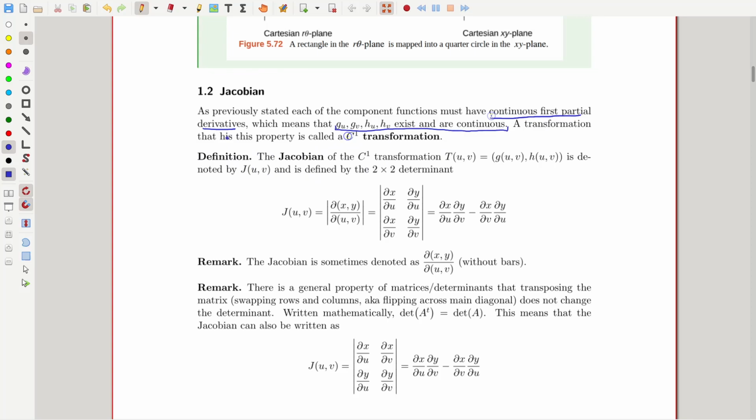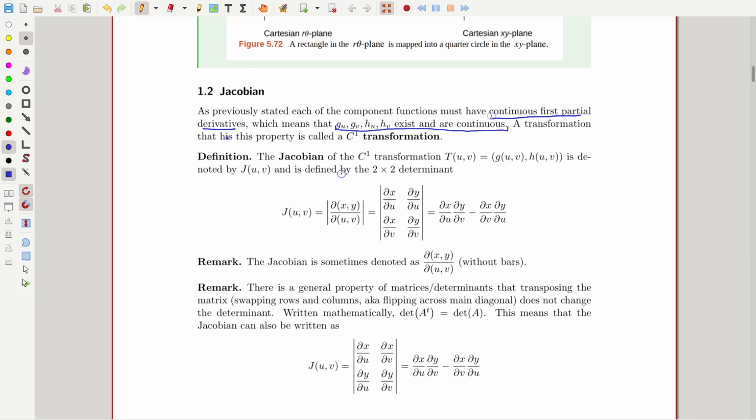So a transformation that has this property is called a C1 transformation. Just as a comment, the C in C1 means continuous. The 1 means differentiable of order 1, so you can take the first derivative and the resulting function is continuous. So C1 really just means continuous first partial derivatives. To extend what this terminology means, if you had C2, that means that you have the second partial derivatives and that they are continuous. All right, so C1 means that you have first partial derivatives and those functions are continuous.